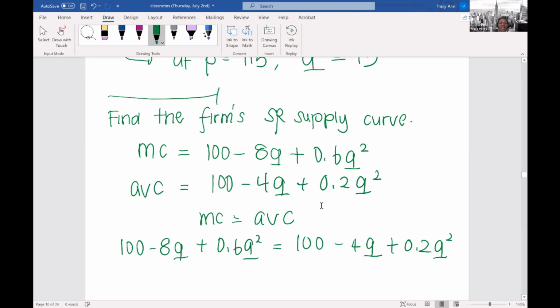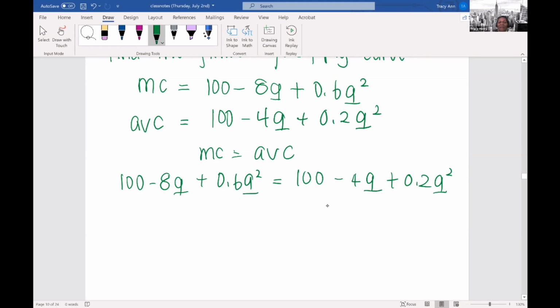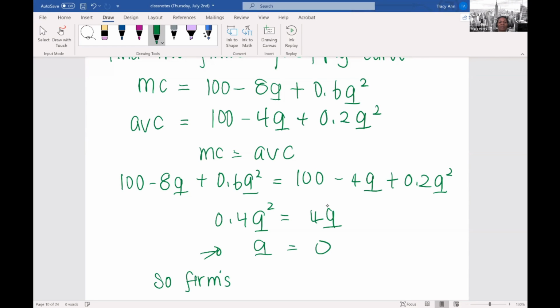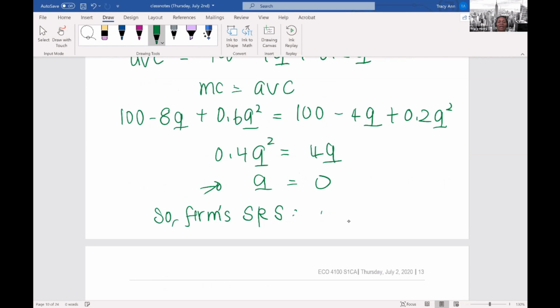And so if you put all of it together, you're going to realize that I'd have 0.4q squared is equal to 4q, which implies that here my q is equal to 0. So the firm's short run supply is going to be exactly what somebody's telling me. P is equal to 100 minus 8q plus 0.6q squared for all q's.